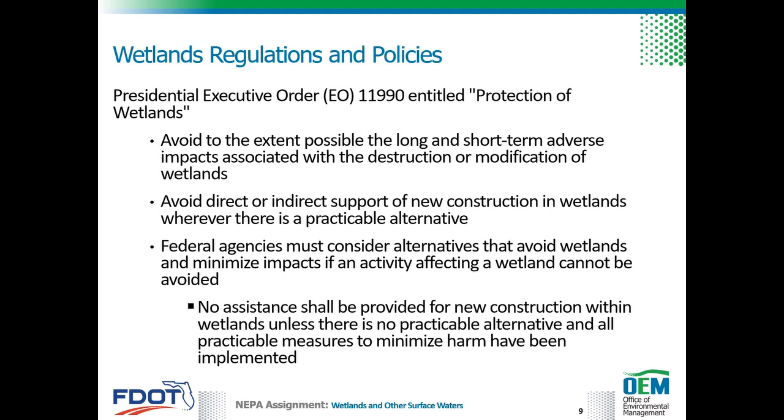Under this order, federal agencies must consider alternatives that avoid wetlands and minimize impacts if an activity affecting a wetland cannot be avoided. The order applies to the acquisition, management, and disposal of federal lands and facilities; federally undertaken, financed, or assisted construction and improvements; and federal activities and programs affecting land use, including but not limited to water and related land resources planning, regulating, and licensing activities. The order also stipulates that federal agencies shall not provide assistance for new construction within wetlands unless there is no practicable alternative and unless all practicable measures to minimize harm have been implemented.